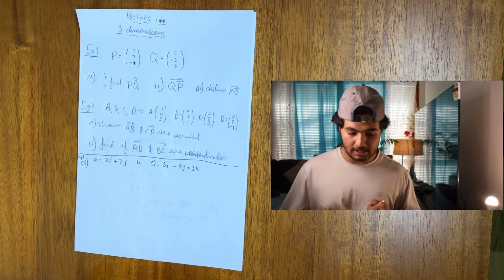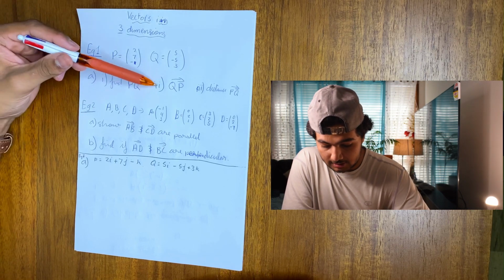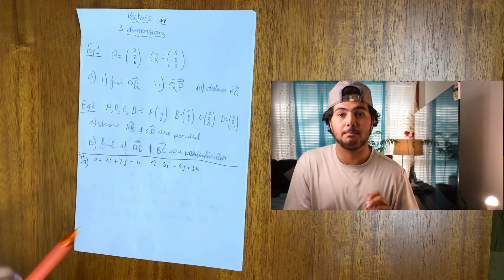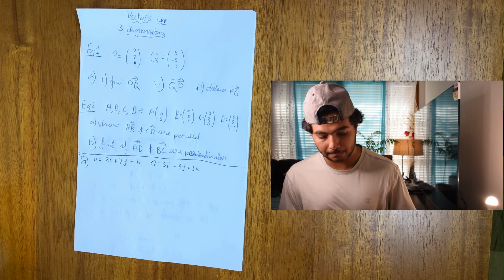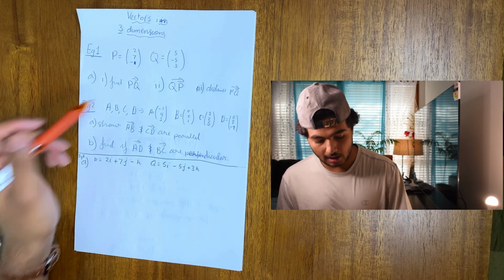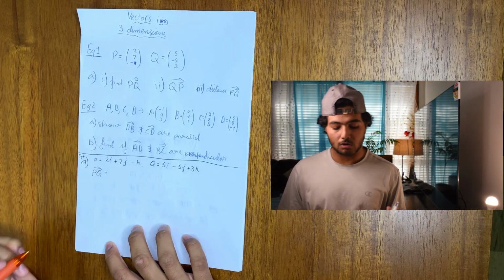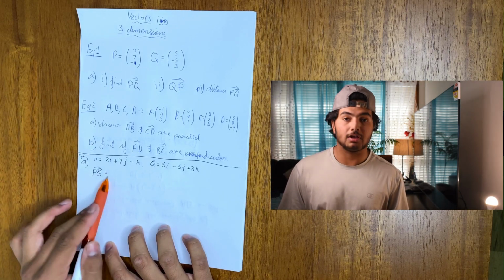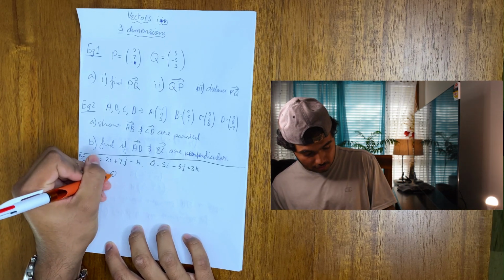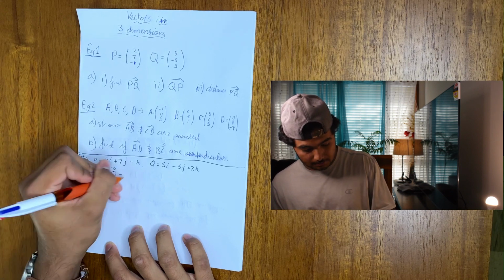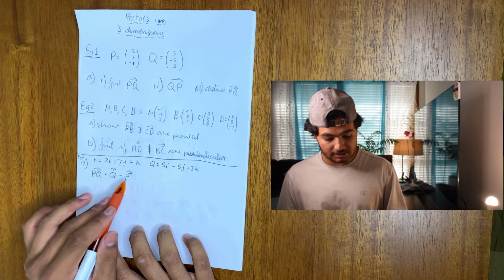Now let's look at what the question is asking. It says A, find the vector PQ. Second is QP, and then the third is the distance PQ. First thing I will do, PQ. How can we rewrite the vector PQ? Always remember, every time you have something like this, you always write the opposite of that. So the vector PQ is vector Q minus vector P. If it was AB, it would be vector B minus vector A. That is how you do these sort of questions.